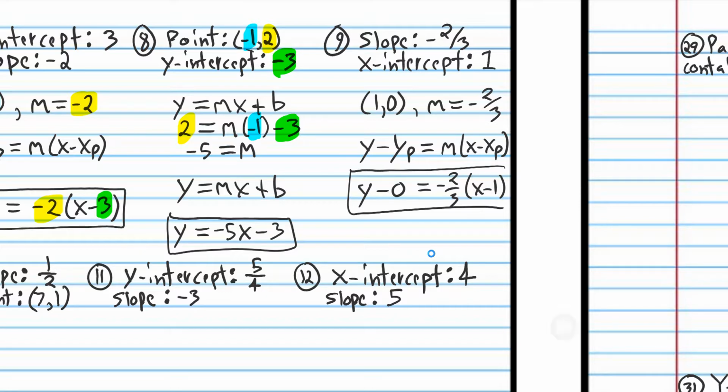Again, if you want that color-coded, it would be like so, just to show you where all those numbers are coming from.